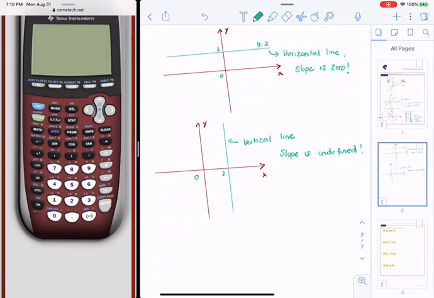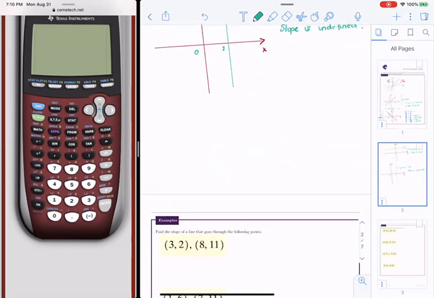Now, how do we find the slope? The slope is calculated using a very simple formula. And this would work both for increasing as well as decreasing lines. In high school or middle school, probably people would call this rise over run. Rise over run and slope are one and the same thing.